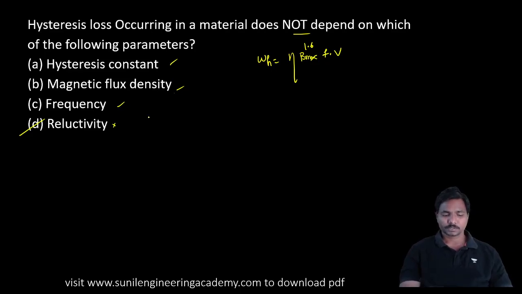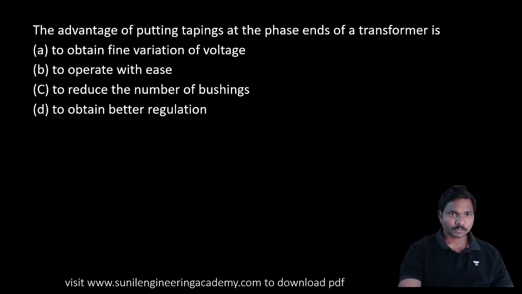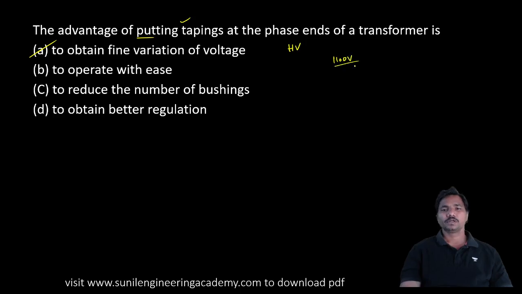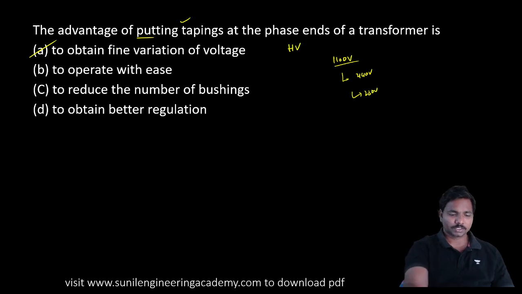Next, the advantage of putting tappings at the phase ends of the transformer. Why do we require tappings? To get variation of the voltage. Generally, it is provided on the HV side. For example, if it is 1100 volt, you can make the tapping for 440 volt or 230 volt like that. According to your requirement, you can vary the voltage.